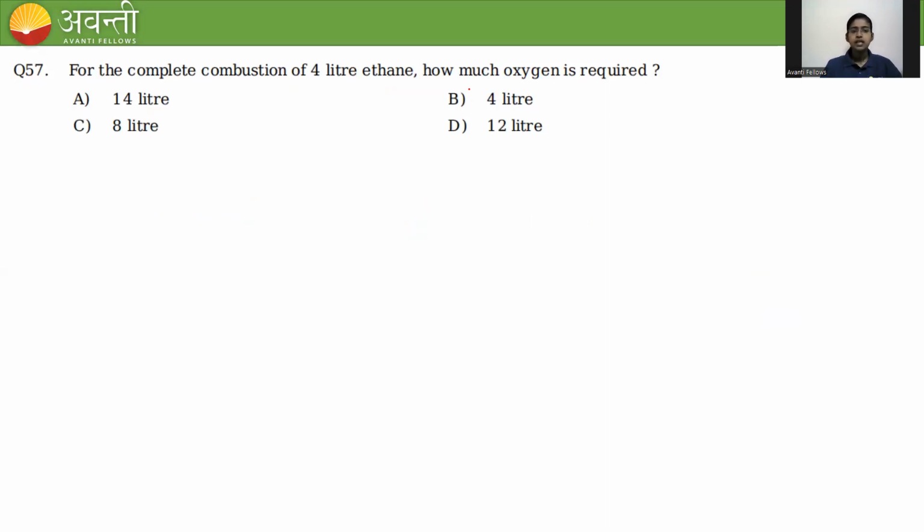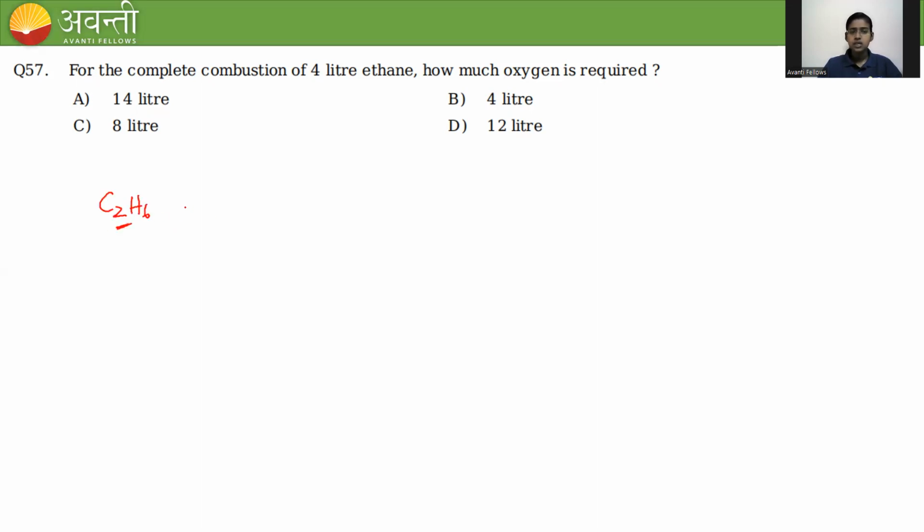For the complete combustion of 4 liter ethane, how much oxygen is required? So we all know the general formula for the complete combustion of an alkane, right? CnH2n+2 plus (3n+1)/2 moles of oxygen gives n moles of carbon dioxide and n+1 moles of water. So this is the general formula. And we have ethane. So the formula for ethane is C2H6. So here the n value is 2.